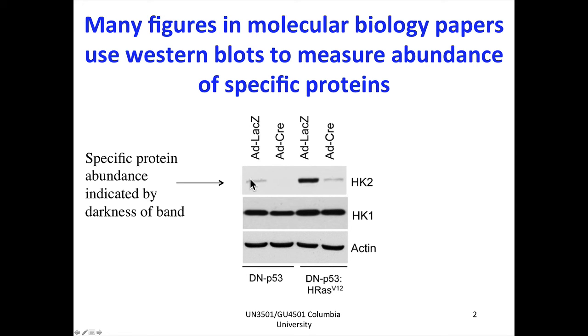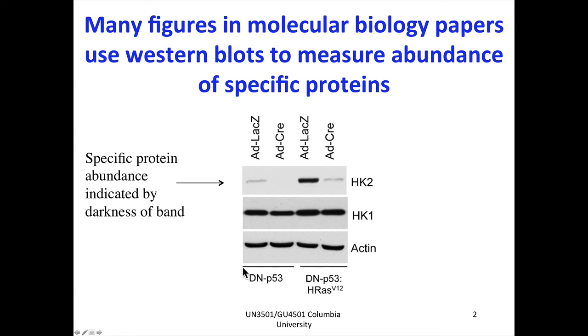Well, let's take them one lane at a time. So again, in the first lane, under the control conditions, they treat the cells with adenovirus lac-Z, and they have only a little bit of hexokinase 2 protein, this kind of faint band that means a little bit of protein in that sample. Now in the conditions where they treated the cells with the Cre adenovirus, they see that hexokinase 2 band is gone. If we compare ad lac-Z with ad Cre, you see that faint band that was there is no longer there in the ad Cre treatment.